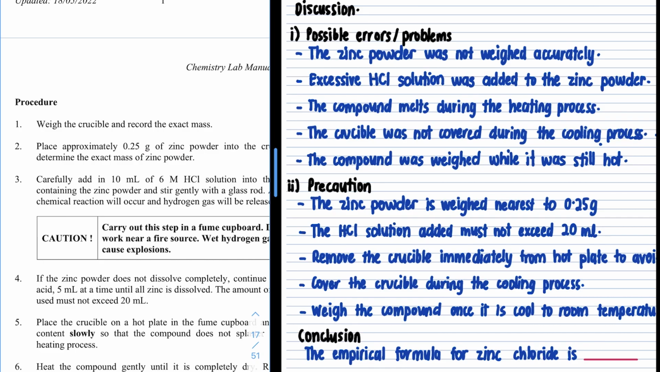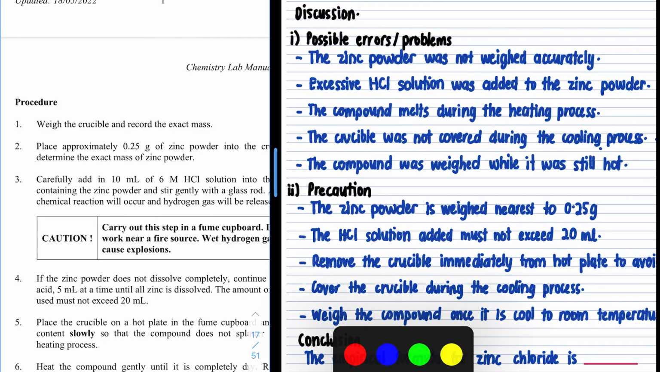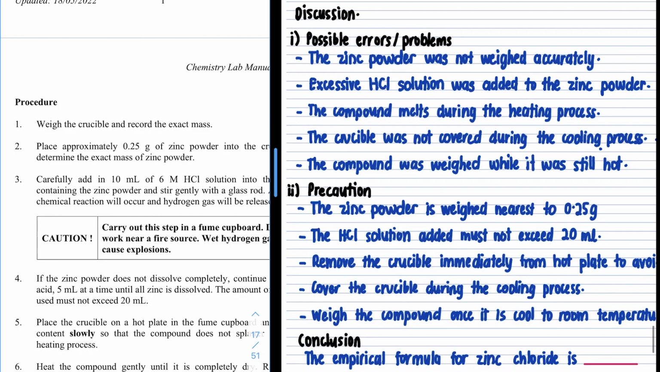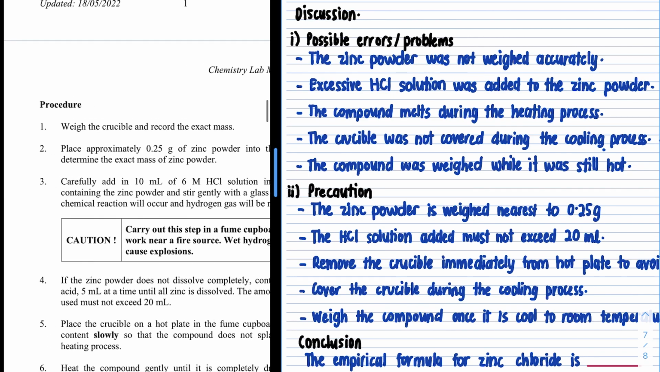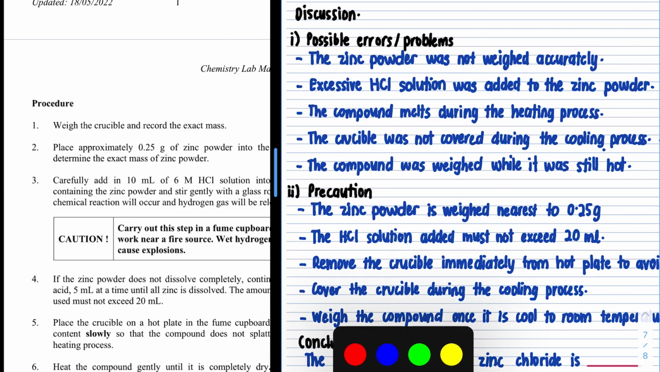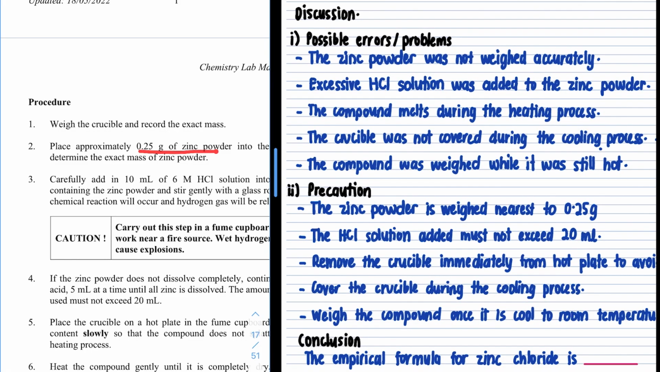Okay, so the possible error is that the zinc powder was not weighed accurately. That is our first possible error. So when this is our possible error, what is our precaution? We have to weigh the zinc powder to the nearest 0.25 gram, because that is actually what the procedure wants: 0.25 gram of zinc powder.